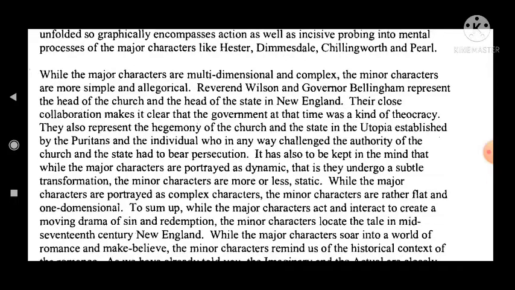They also represent the hegemony of the church and the state in the utopia established by the Puritans, and the individual who in any way challenged the authority of the church and the state had to bear persecution.